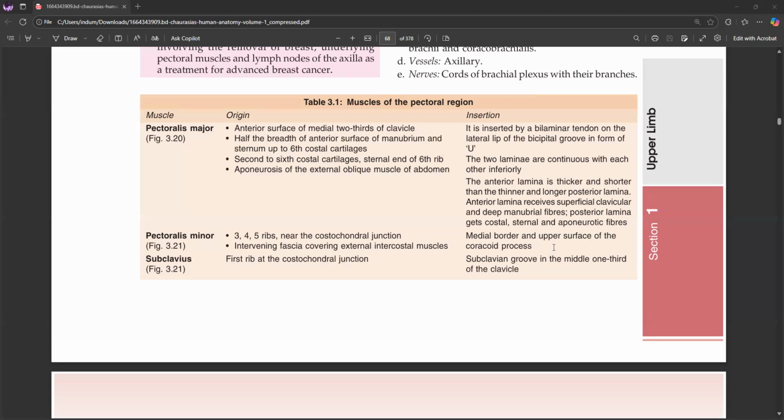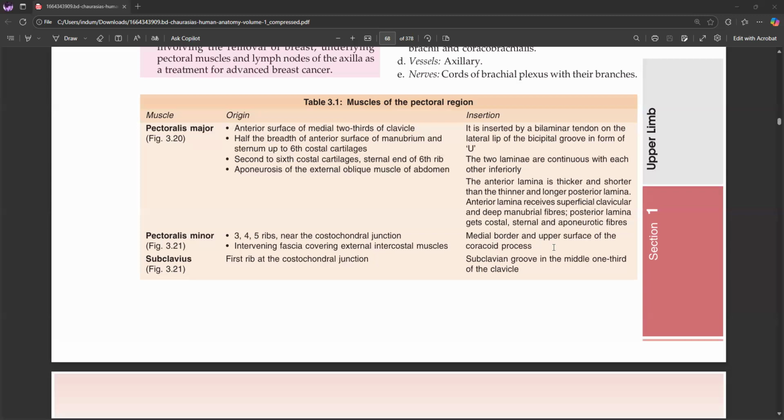The two laminae are continuous with each other inferiorly. The anterior lamina is thicker and shorter than the thinner and longer posterior lamina. The anterior lamina receives superficial, clavicular, and deep manubrial fibers. Posterior lamina gets costal, sternal, and aponeurotic fibers.